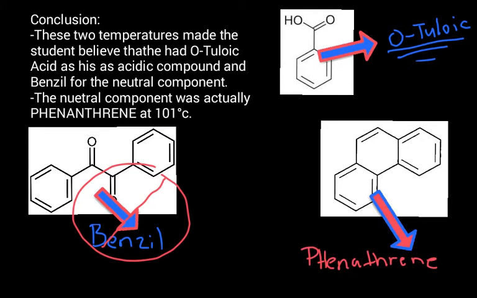The reason why the temperature was wrong was due to technique. During the separation process of the sodium sulfate, it was possible that some of this drying agent had contaminated the neutral component. This would affect the melting point and possibly throw off the neutral's melting point, which made the student believe that he had benzyl instead of phenacetin.